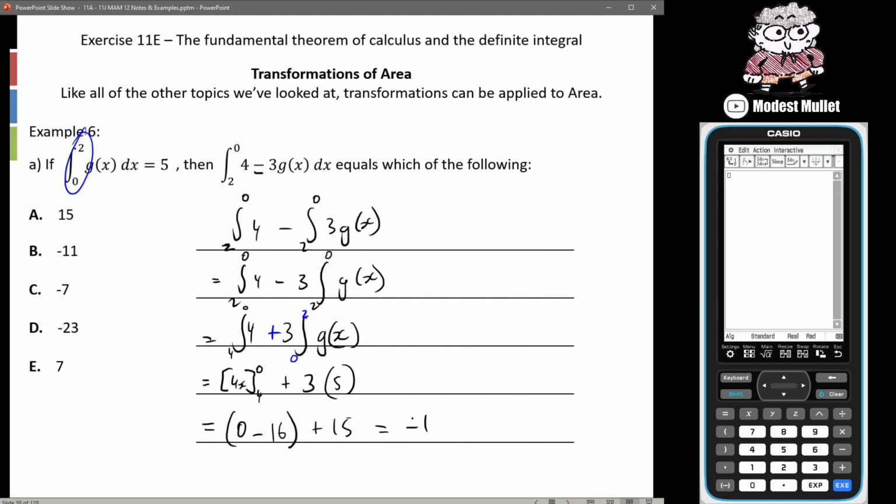What have I done wrong? I did this before. Not the right answer. I'm pretty sure it should be 7 or -7. Where have I gone wrong? Oh, why did I write a 4 down the bottom? That's a 2. There we go. 2, 8. There we go. 7. Answer is E.